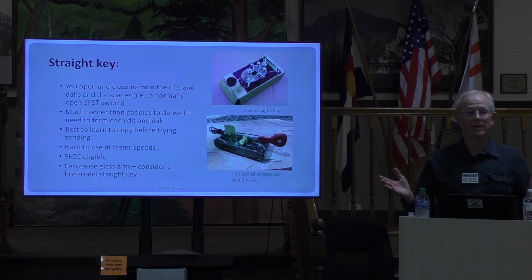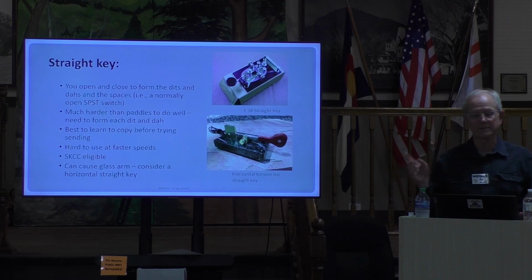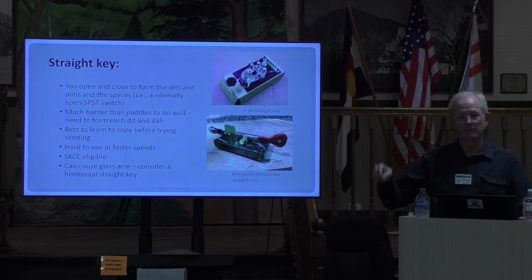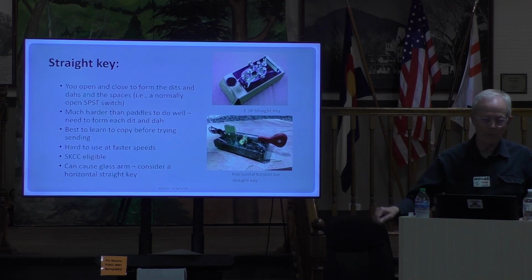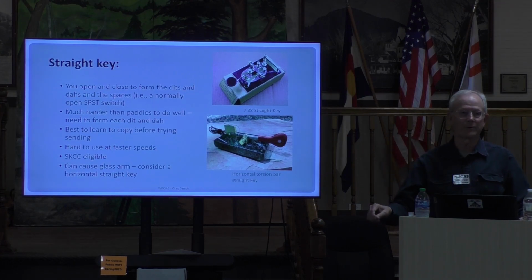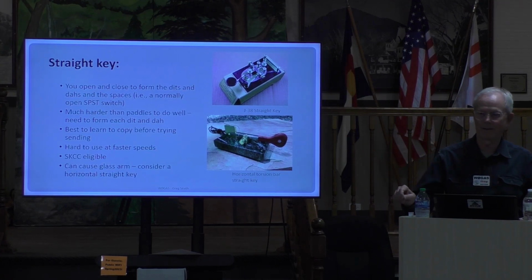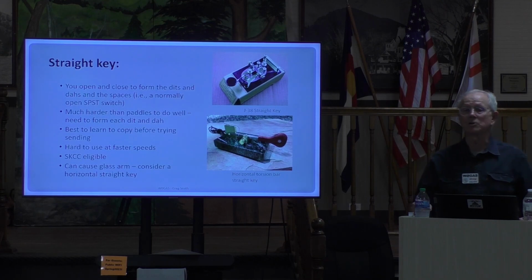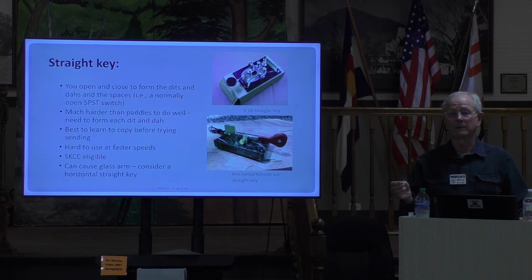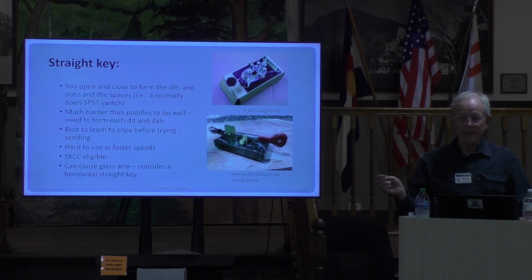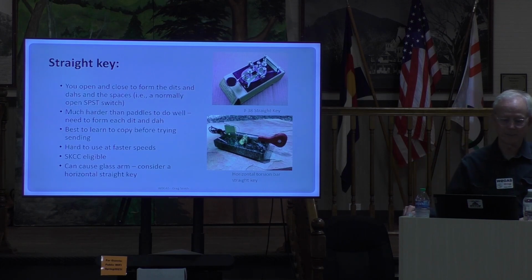So here's a picture of a couple straight keys. The reason for 2 of them is one's the J38, classic up-down, great way to get glass arm, horrible for your wrist, avoid it at all costs. This other one's a torsion bar key. It's a straight key, it's on and off, but instead of up and down, it's side to side, much better on your wrist, much better.